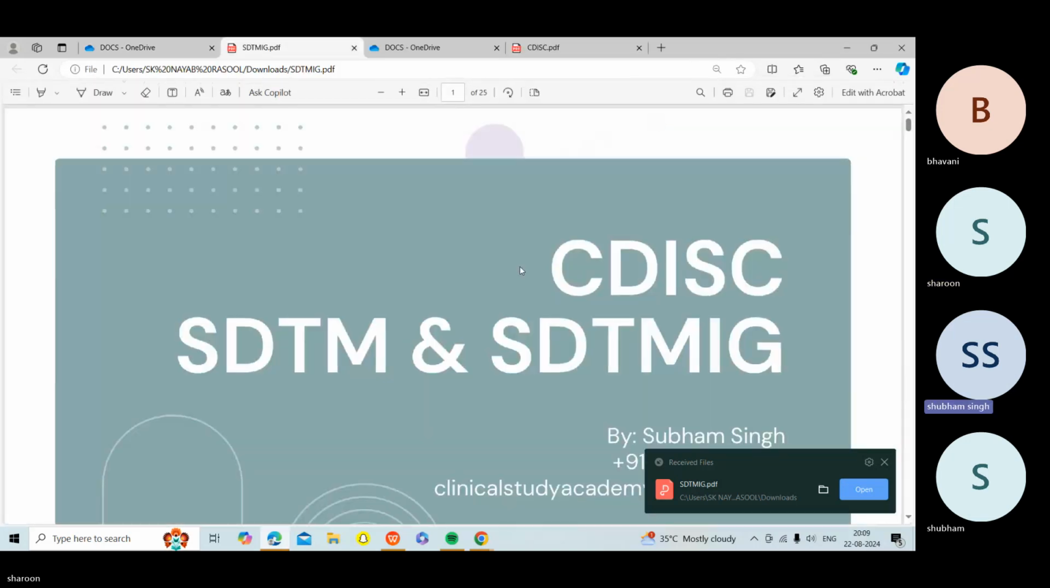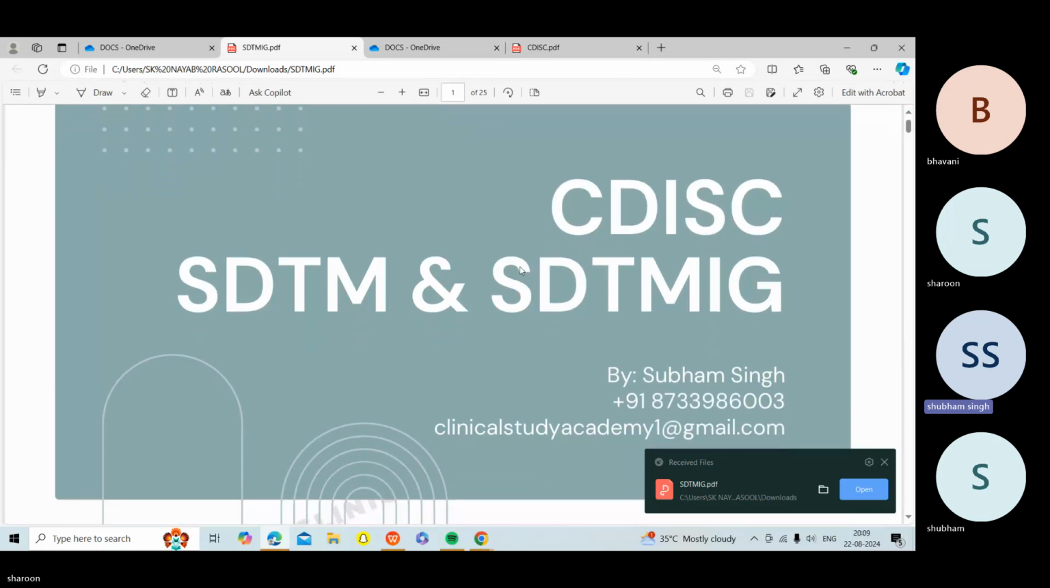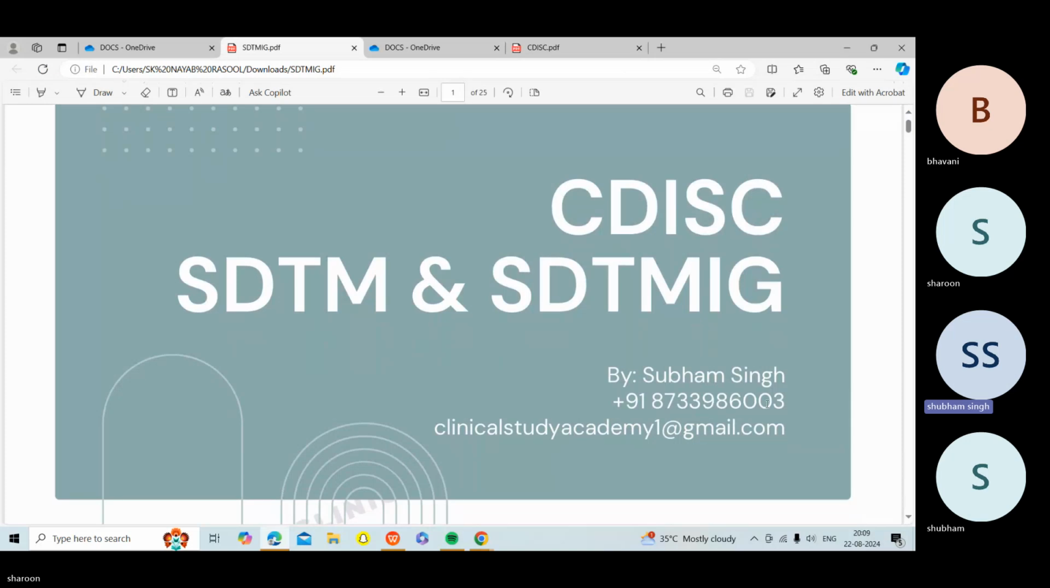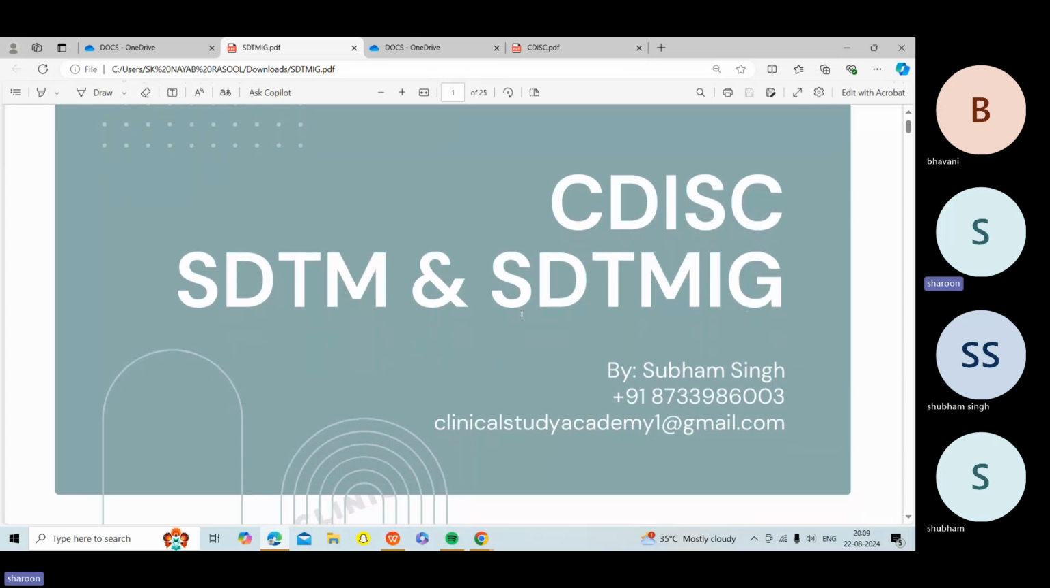Now, guys, what is SDTM IG? That is one of the documents created by CDISC to standardize the clinical data. Instead of me explaining this, let us understand it one by one, point-wise. CDISC, SDTM, and SDTM-IG.